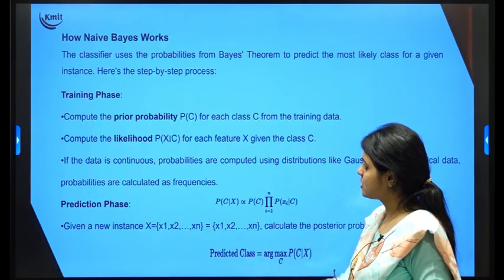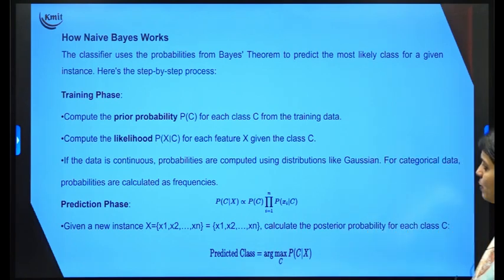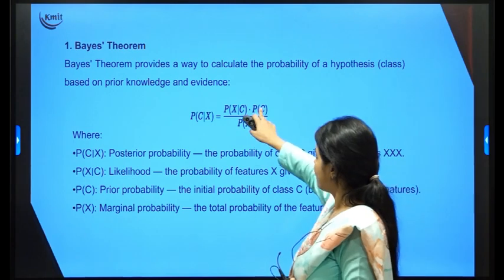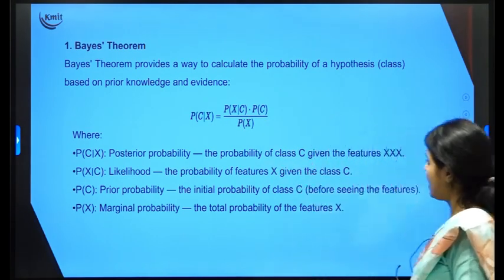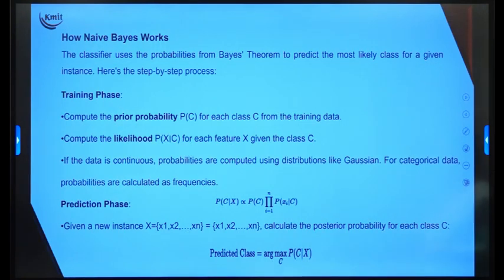Okay, so as you can see, first we calculate the prior probability P of C for each class C from the given training data, and then we'll compute the likelihood, that is, P of X given C. First calculate the prior probability, then calculate the likelihood, that is P of X given C, and after that, we will go for the prediction phase.